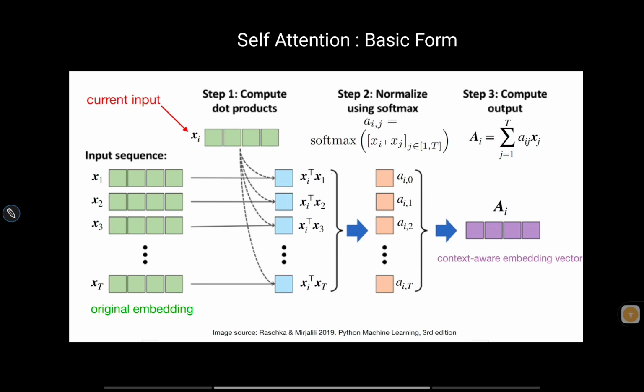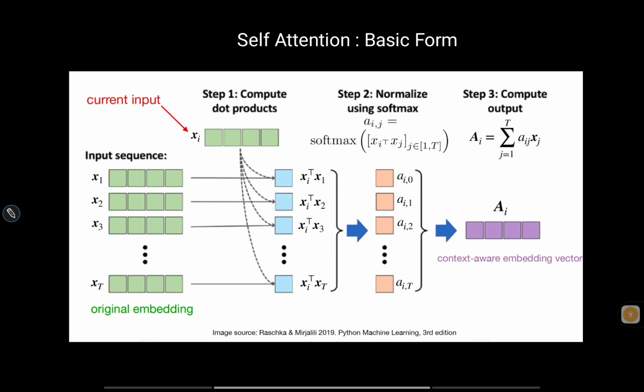This is done using the summation from j equals 1 to t of aij multiplied by xj, which gives us a more context-aware embedding vector for xi, right? So this is a very basic form of self-attention, where first we do a dot product, then normalize using a softmax, and then calculate the final embedding vector, which is more context aware, right?